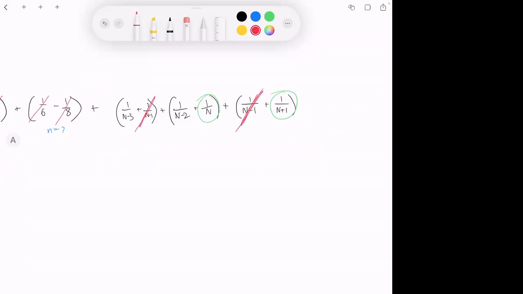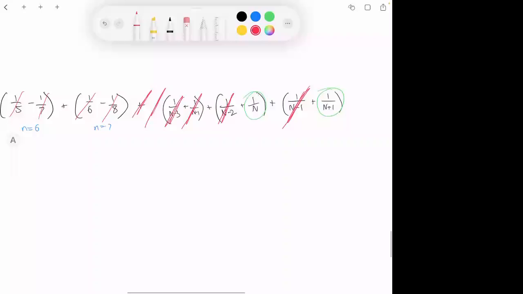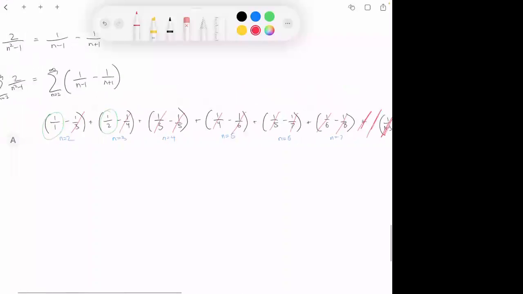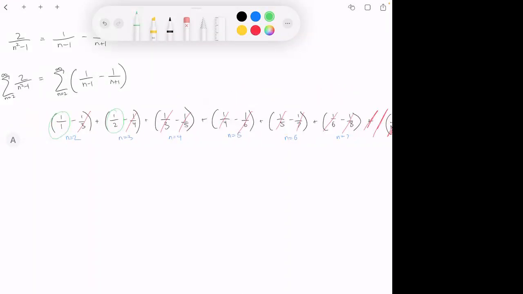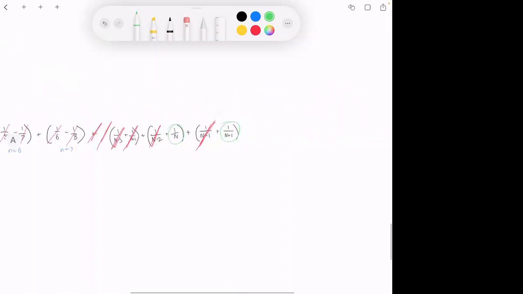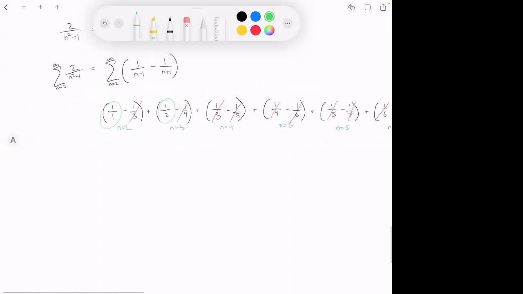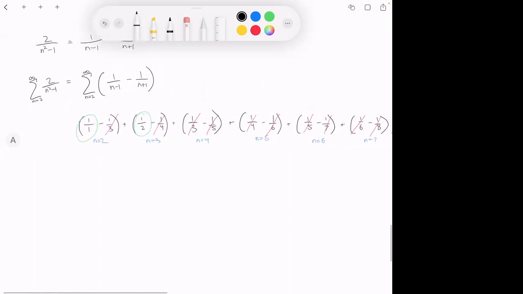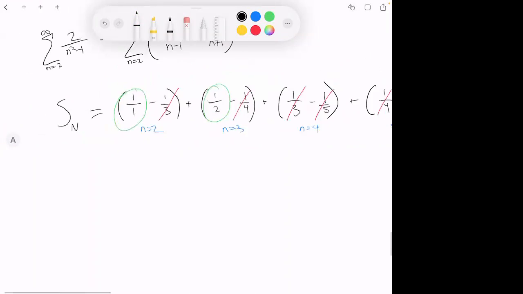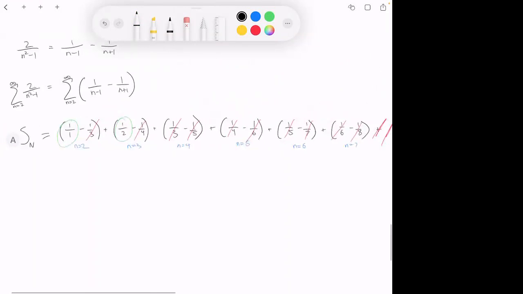This gets canceled with this. This gets canceled with something in here. This gets canceled with something in here. And everybody cancels out except for those first two guys circled in green, and these last two guys circled in green. So basically we're saying because you have those two terms at the beginning, you have to make sure that you shift down by 1 at the end to account for the fact that there's those two terms at the beginning.